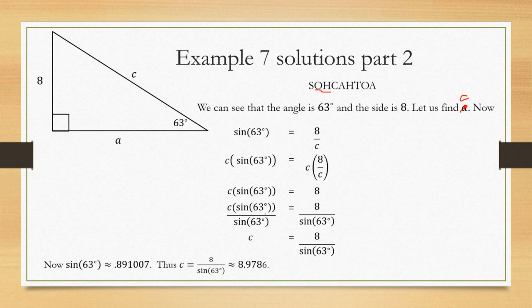And the process is actually the same as what we did for tangent. You multiply both sides by C. These cancel. You get C times sine of 63 degrees is 8. Then you divide. You get C is equal to 8 divided by sine of 63 degrees. Then you calculate that in your calculator. So we get this. Are there any questions on this? This should have been C, not A, so sorry about that.